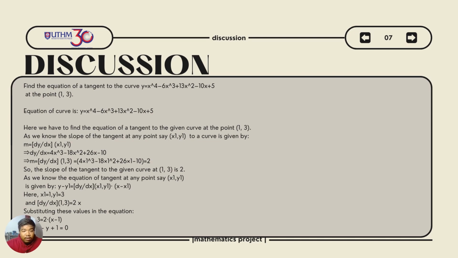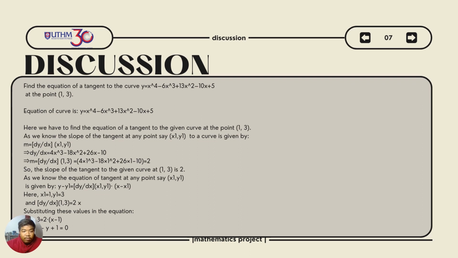So as you can see, my part is in discussion, and we have gathered a few questions about derivatives. So the first one is, find the equation of a tangent to the curve y equals x power of 4 subtract 6x power of 3 plus 13x power of 2 subtract 10x plus 5 at the point (1, 3).